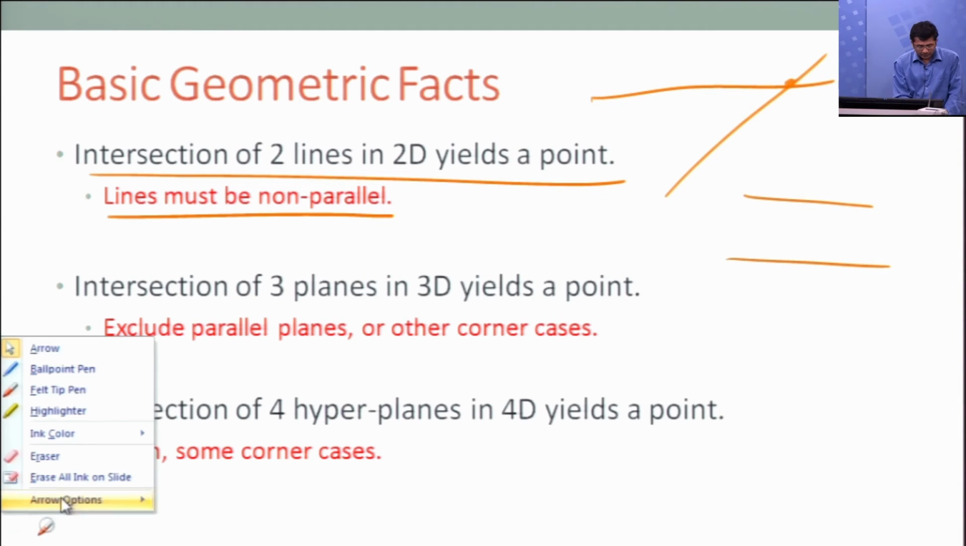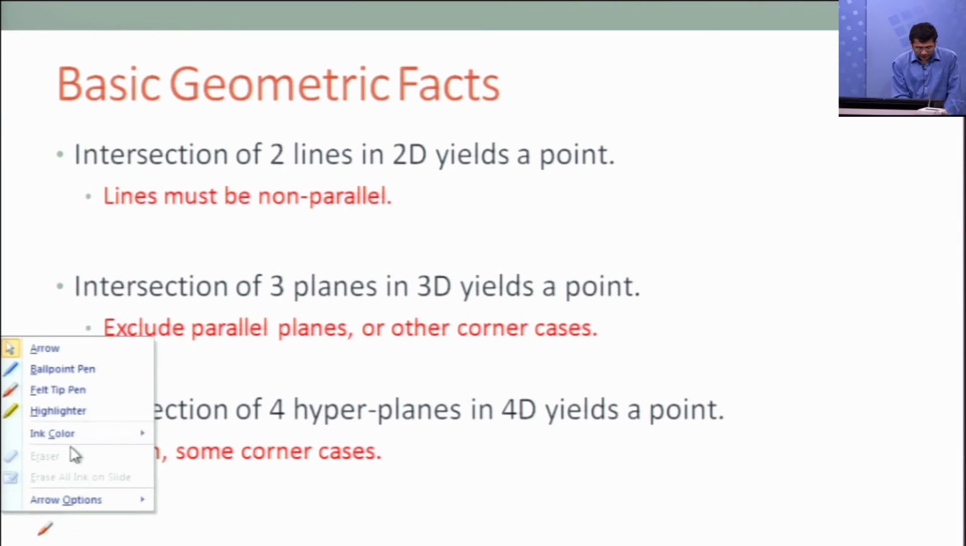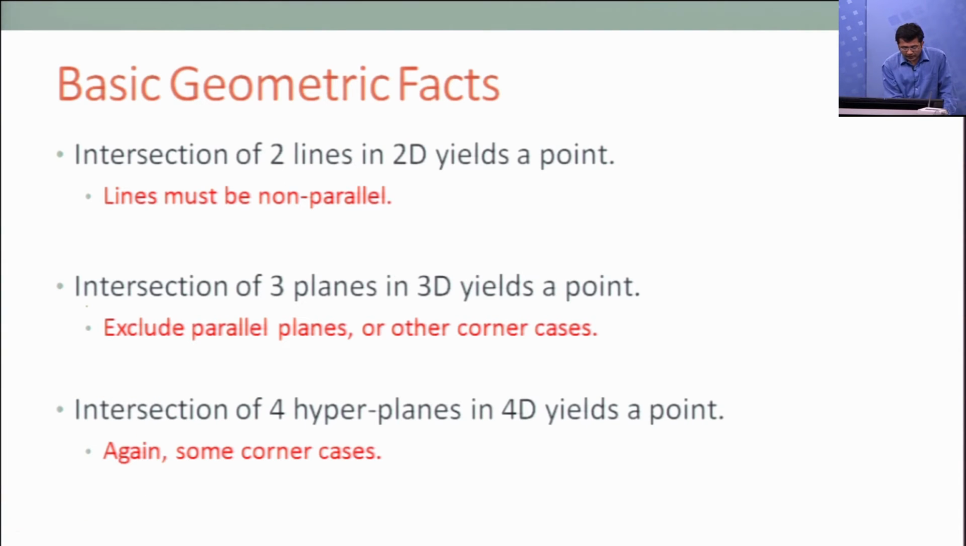At least in Euclidean geometry, it doesn't. All right, so what about other cases, in 3 dimensions? So the intersection of 3 planes in 3D yields a point. Is that true? Not necessarily.